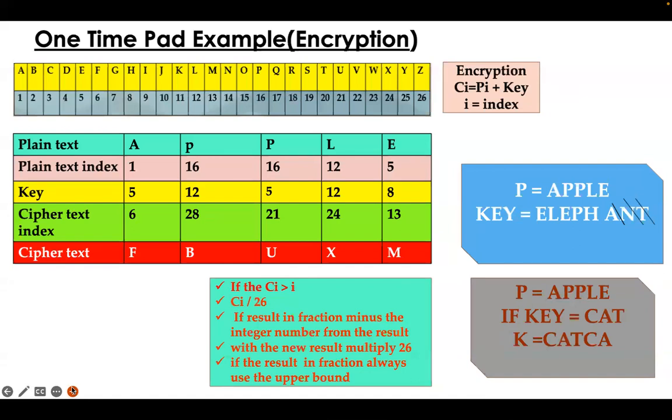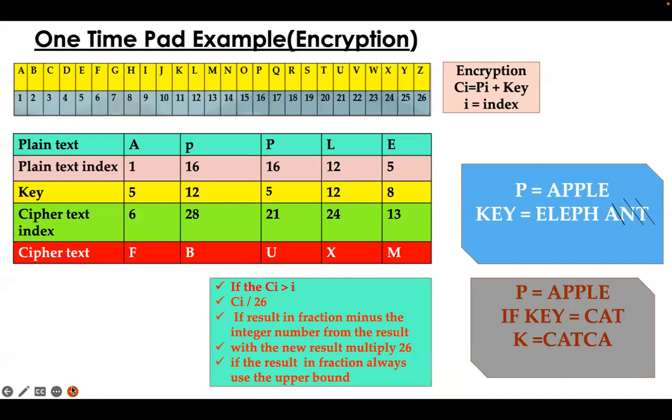For the encryption method in one-time pad, the formula is the same, which is our plaintext index plus our key. For A, 1 plus 5 is equal to 6. For P, 16 plus 12 equals 28. For L, 12 plus 12 is equal to 24. And for E, 5 plus 8 is equal to 13.